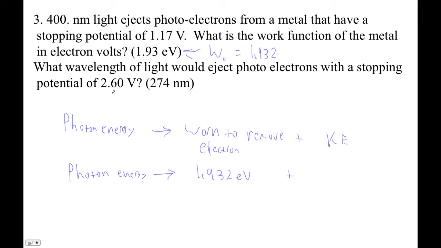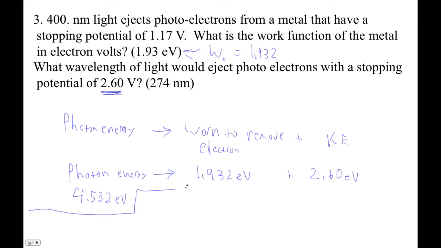Plus, the stopping potential is 2.6, and now we're being told the kinetic energy. If it can go through 2.60 volts and it is an electron, then it has 2.60 electron volts of kinetic energy. That's what that means. So the photon energy, we must add 2.6, and I get 4.532. So that is my photon energy, but now they want to know what the wavelength would be.